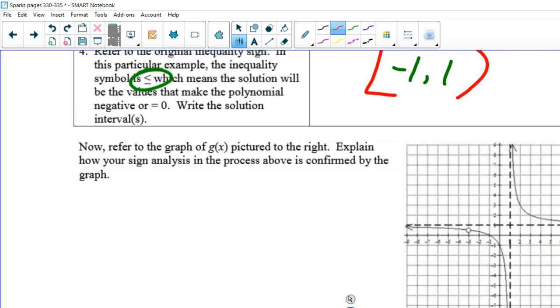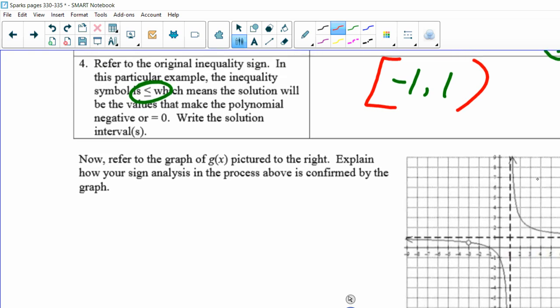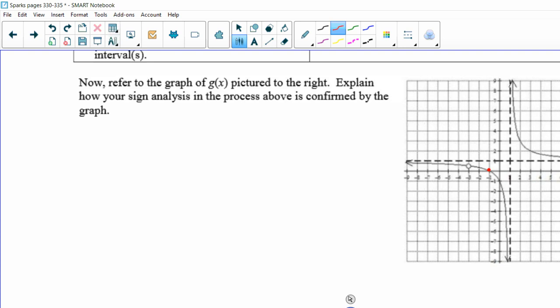Now refer to the picture of the graph right here. How does my analysis confirm my graph? I was looking for less than or equal to 0. And what I got was -1 to 1. Is that right? Is that the region that is on or below the x-axis? Nailed it. This is what we're doing today.